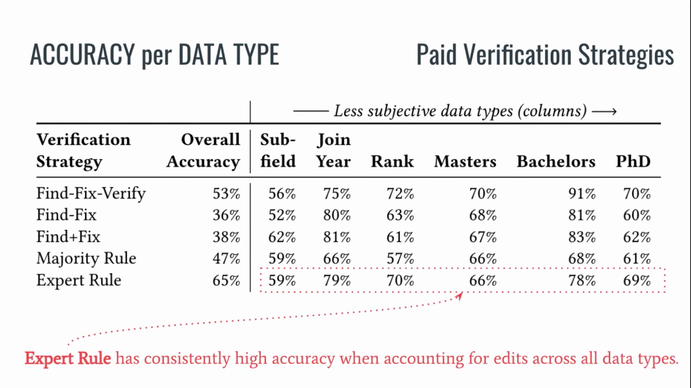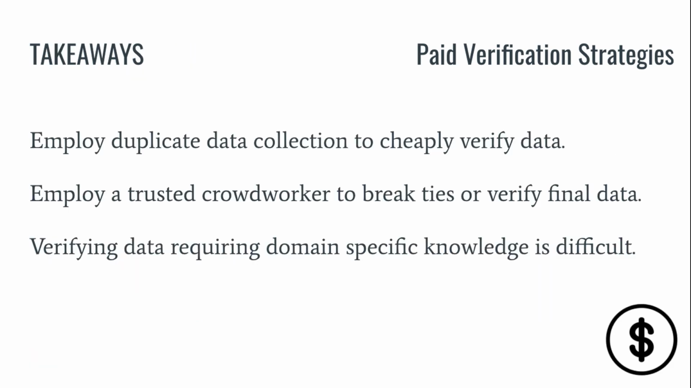Expert rule has the highest overall accuracy and performs consistently well across all columns. You can see the difference hiring the trusted crowd worker makes when comparing expert and majority rule. If you had to pick one verification strategy, we would recommend expert rule. It can be easy and familiar for most people to run crowdsourcing tasks, and expert rule applied the best benefits of collecting multiple rows while also recruiting additional crowd workers to break those ties or to try to solve difficult to understand data.